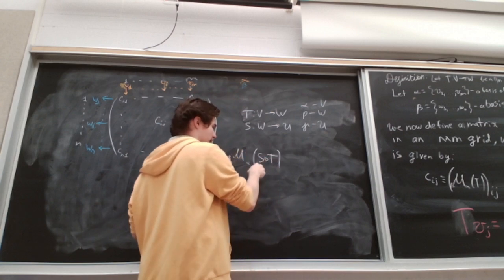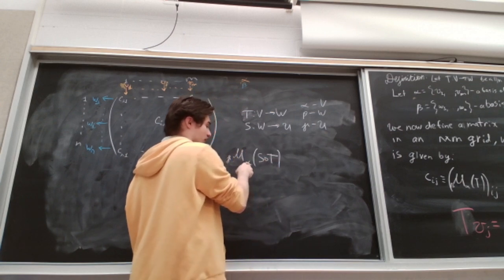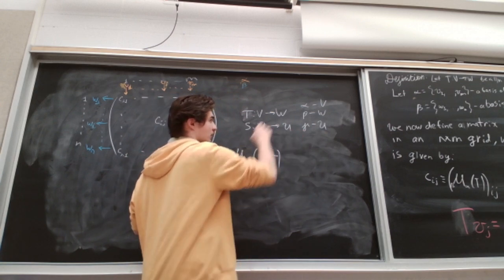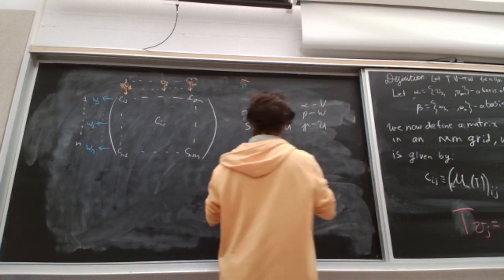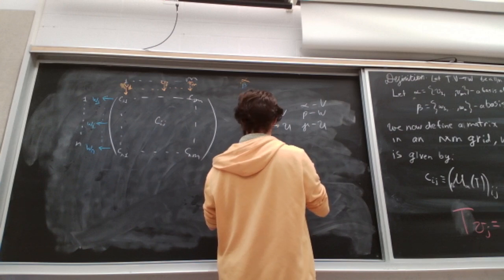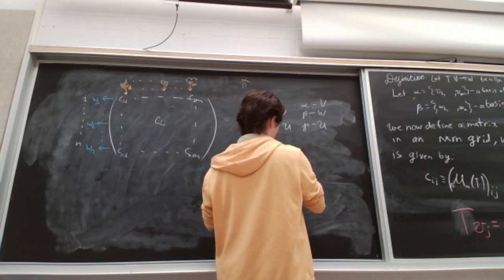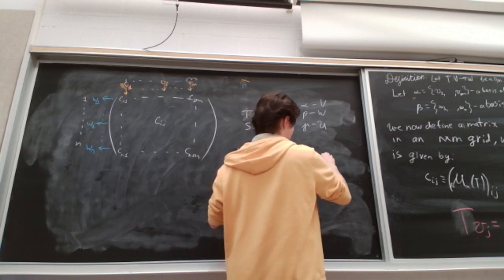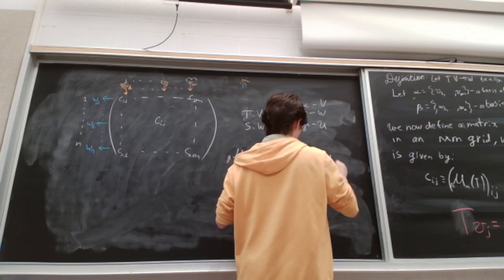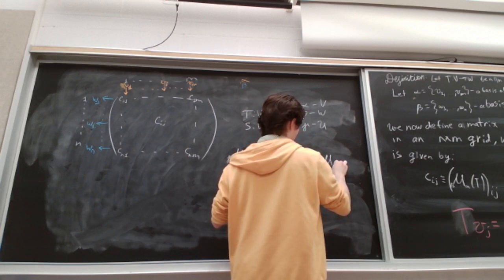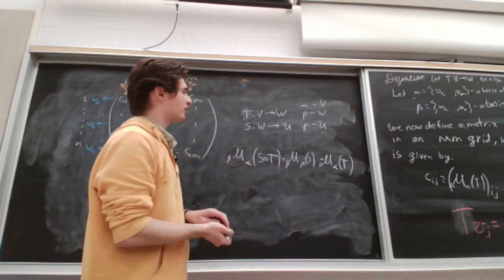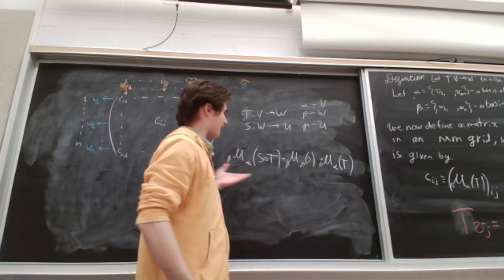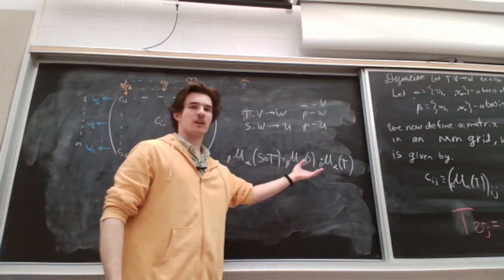So you do T first, then S. So that's why it should be a matrix going from the alpha basis to the gamma basis. So the matrix from the basis of V to the basis of U should be equal to the matrix beta gamma of S, matrix multiplication, matrix alpha beta of T. Right?